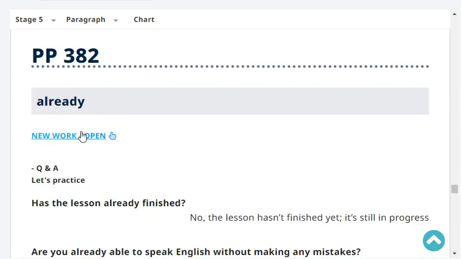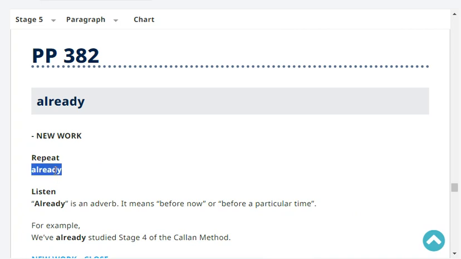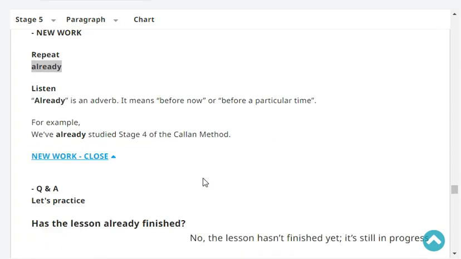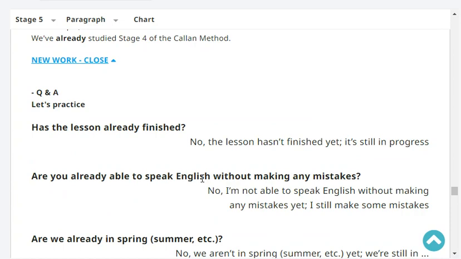Okay, next repeat: already. Very good. Okay, listen. The word already is an adverb. It means before now or before a particular time. For example, we've already studied stage 4 of the Callan Method. So we're done with stage 4. Let's practice. Has the lesson already finished? No, the lesson hasn't finished yet. It's still in progress. Right?